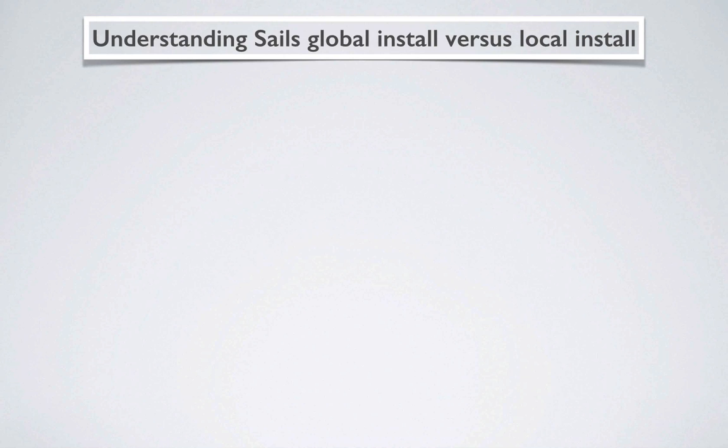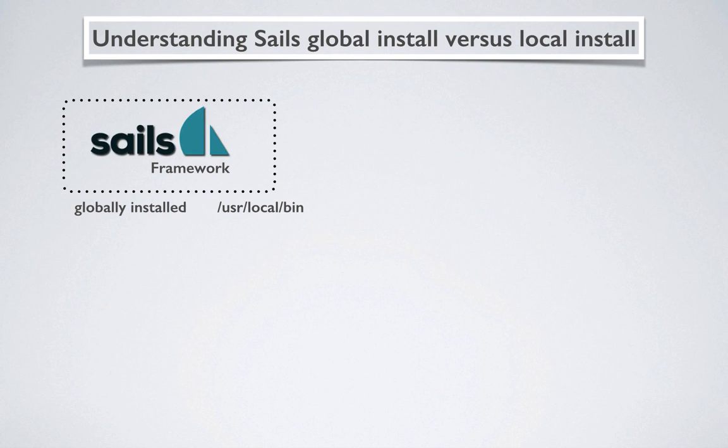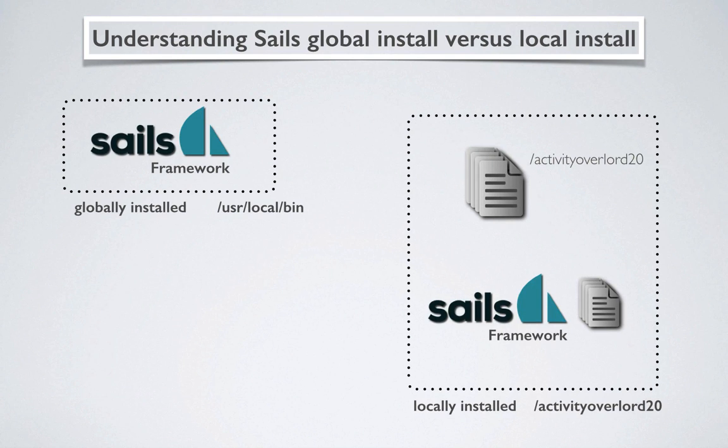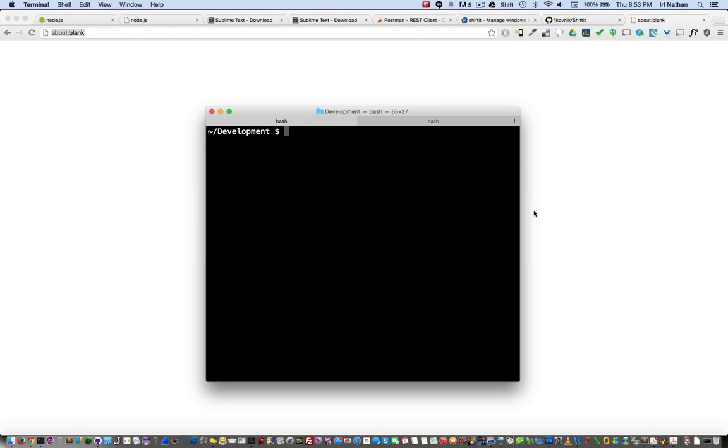In the last series of Building Activity Overlord, some people were confused about the distinction between installing Sails globally and where Sails is installed when creating a new project. By installing Sails globally, we can have access to command line tools from anywhere on the command line. For example, let's go ahead and create the initial Sails project for Activity Overlord version 2.0. From the terminal, I'll type sails new activityOverlord2.0.